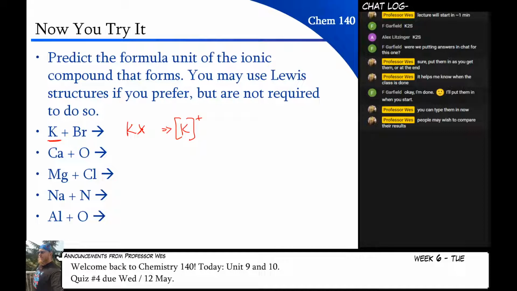Let's do 2 or so more minutes and we'll go over the answers.